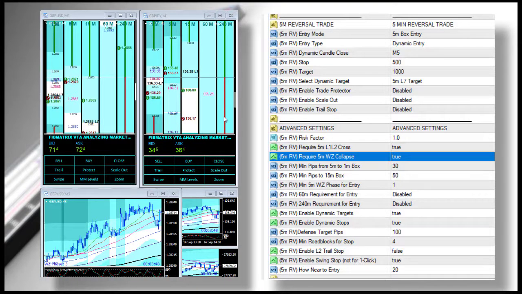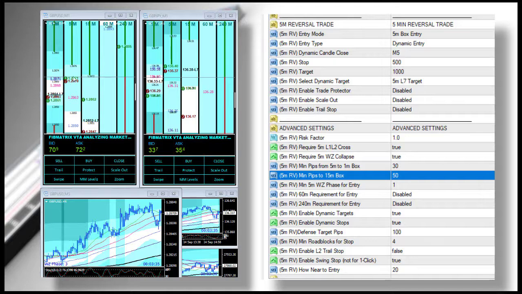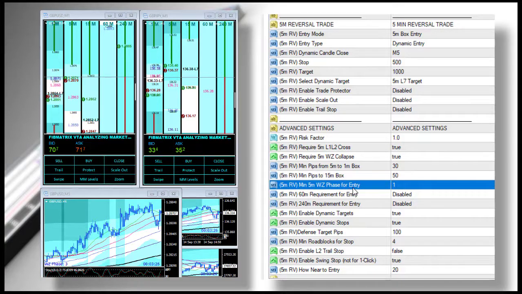Here's pips to 1-minute box 3. So 26.3, 71 to 61. That's way more than 3. And then pips to 15-minute box, 5 pips for 71.62. That's 9, and we're 40 to 30, so we're 10. So setups look just fine. Minimum white zone phase a 1. Yeah, for sure. This is a white zone phase of 3. This is probably 3 down to a 2 now.